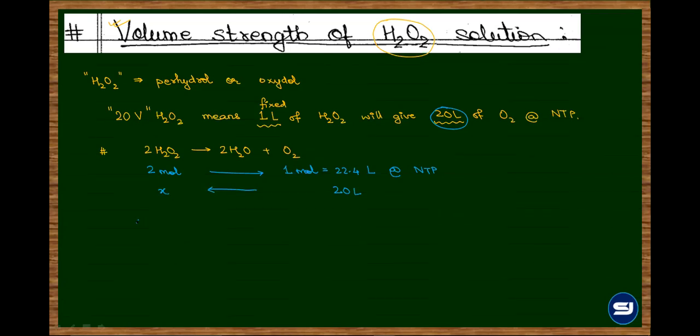So I can say X is the number of moles of H2O2. I'm simply applying the unitary method. X is equal to 20 into 2 by 22.4, or I can write 20 by 11.2. Chalega? Yes, sir. So these many moles of hydrogen peroxide are present in how much volume of hydrogen peroxide? 1 liter. It's present in 1 liter of hydrogen peroxide. So can I say these moles are present in 1 liter of H2O2?